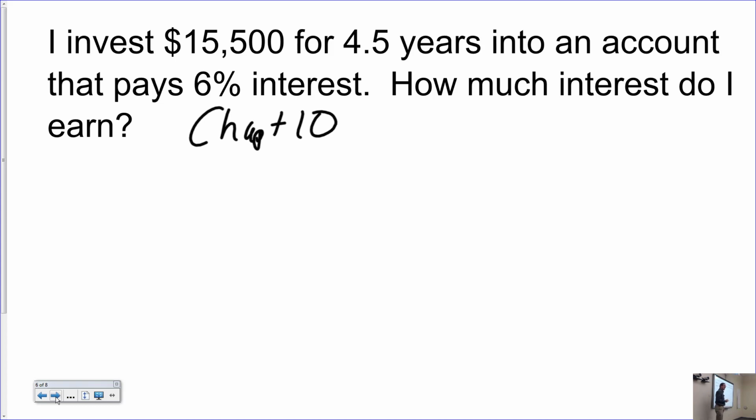If the interest is not compound, what is it? Simple. So this is just good old I equals PRT. Please do not forget I equals PRT. If you do not see the word compounded in the question, that means it's simple interest. Okay?